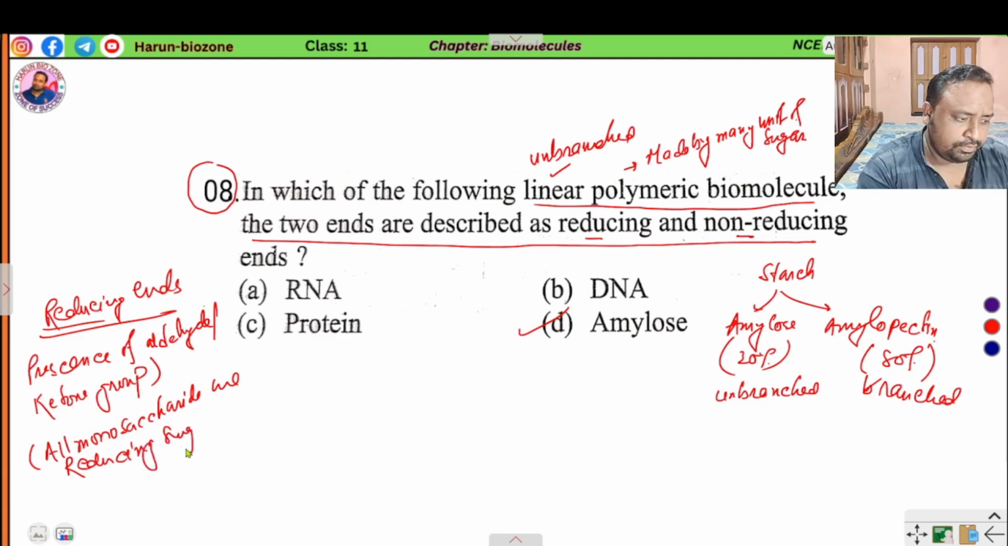All monosaccharides are reducing sugars, and some disaccharides.